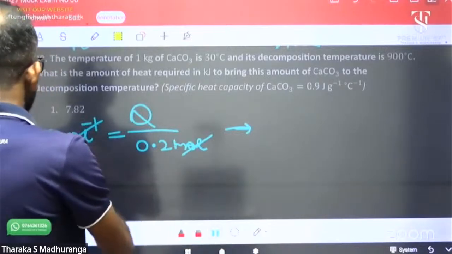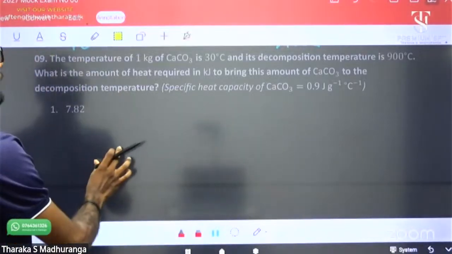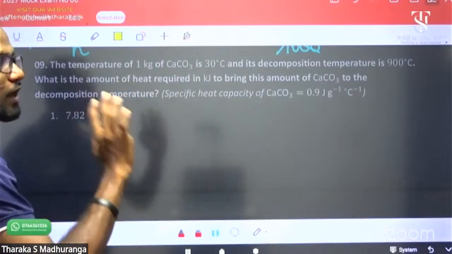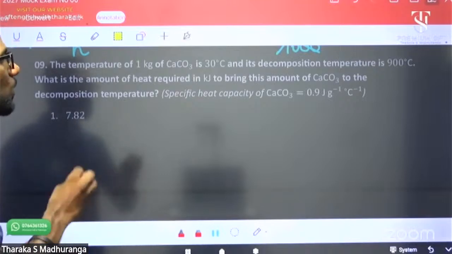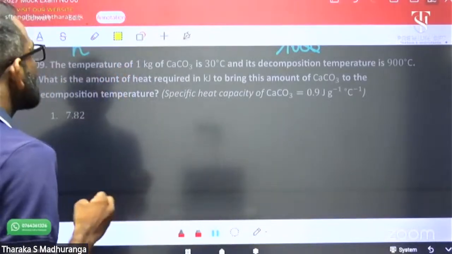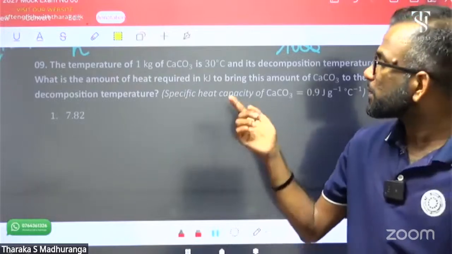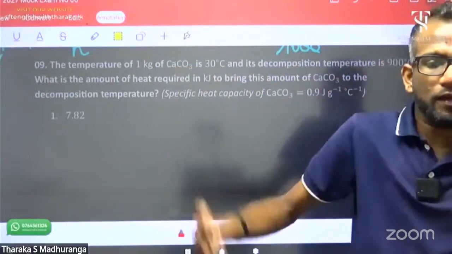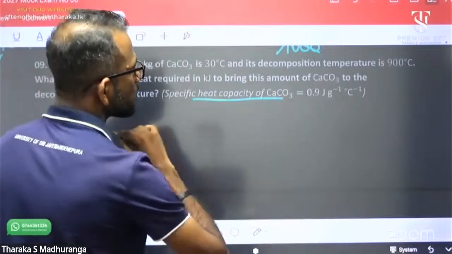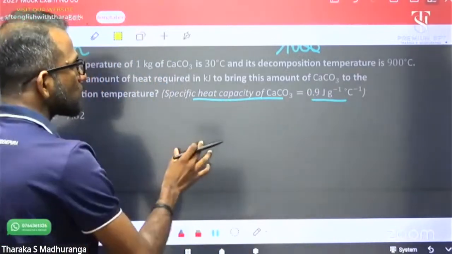Okay. Note down. The temperature of 1 kilogram of calcium carbonate is 30 Celsius and its decomposition temperature is 900 Celsius. What is the amount of heat required in kilojoules to bring this amount of calcium carbonate to the decomposition temperature? The amount of heat required to increase the temperature of calcium carbonate up to 900 Celsius, with initial temperature 30 Celsius. The specific heat capacity is given, but it is given per gram. These are the points you have to be more careful about.